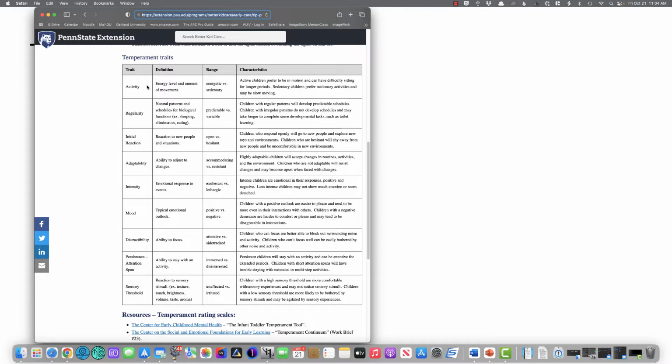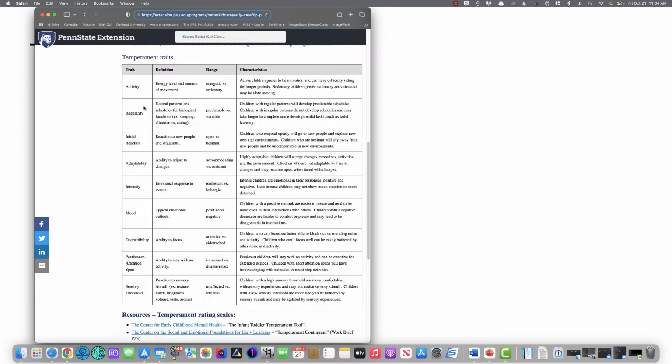And Thomas and Chess were, believe it or not, grad students when they came up with this and completely changed the world of early childhood and psychology. They said that there were 9 different temperament traits that you're born with and that stay relatively stable over time. And they actually did what's called the New York longitudinal study, where they looked at babies and then followed them into adulthood. So that's an incredible study, and you can read all about that if you look up New York longitudinal study, and especially if you put temperament in there.